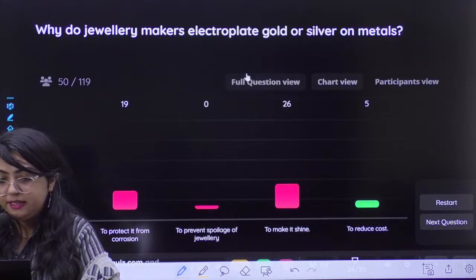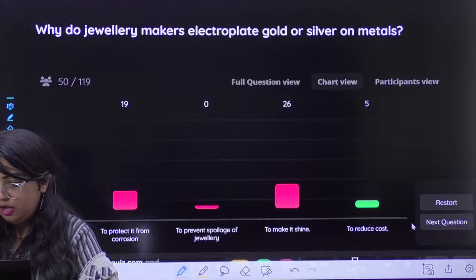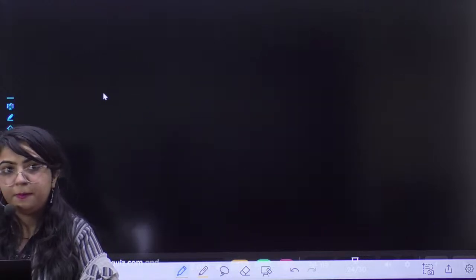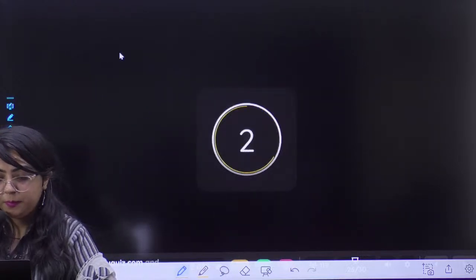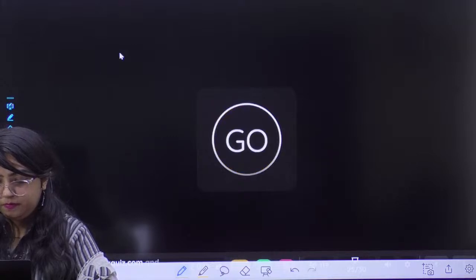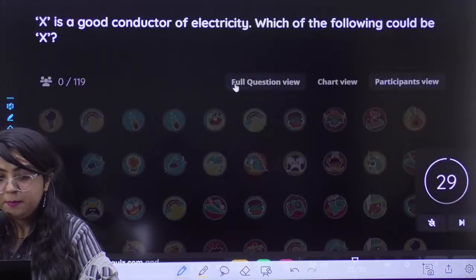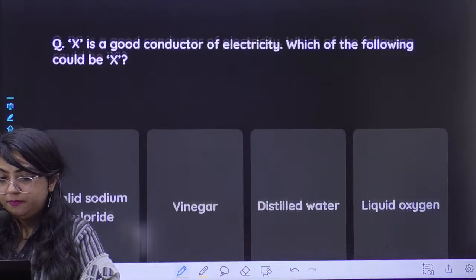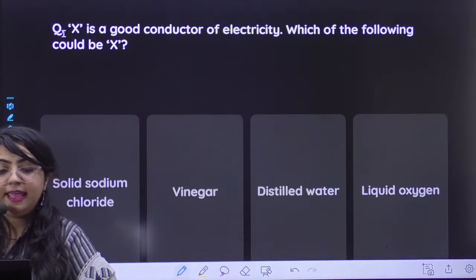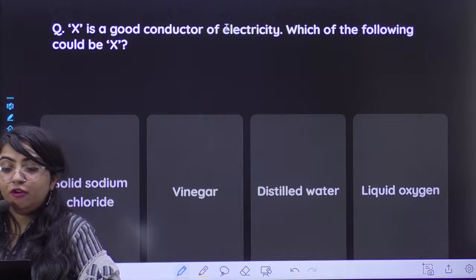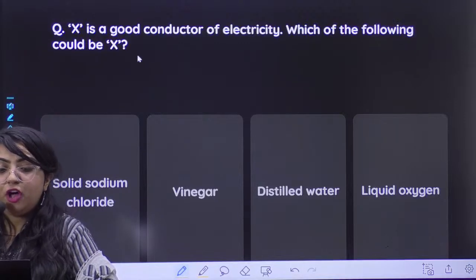Okay, so I think it is clear to all. Now the next question is, please read the question carefully. Here they have given X is a good conductor of electricity. Which of the following could be X?